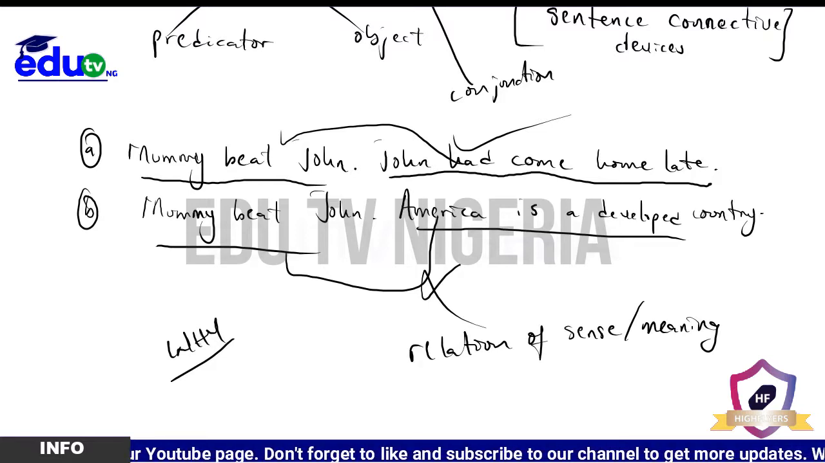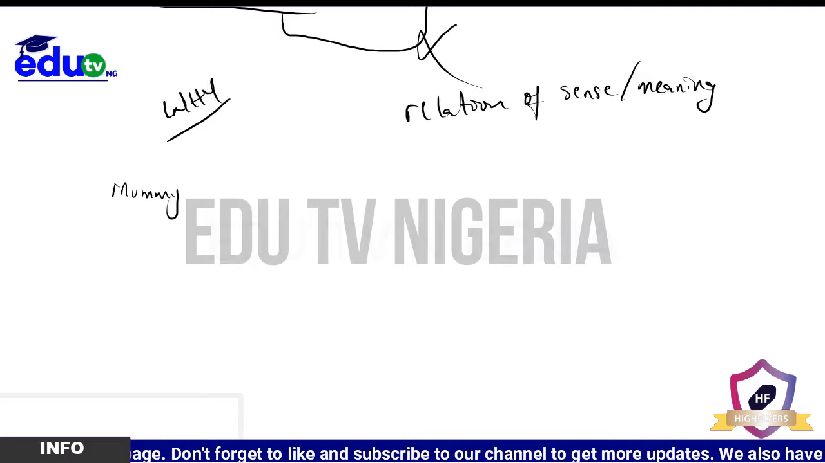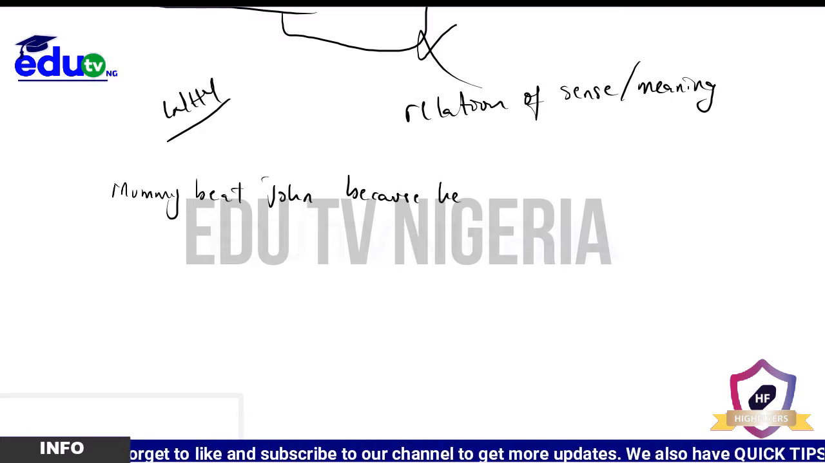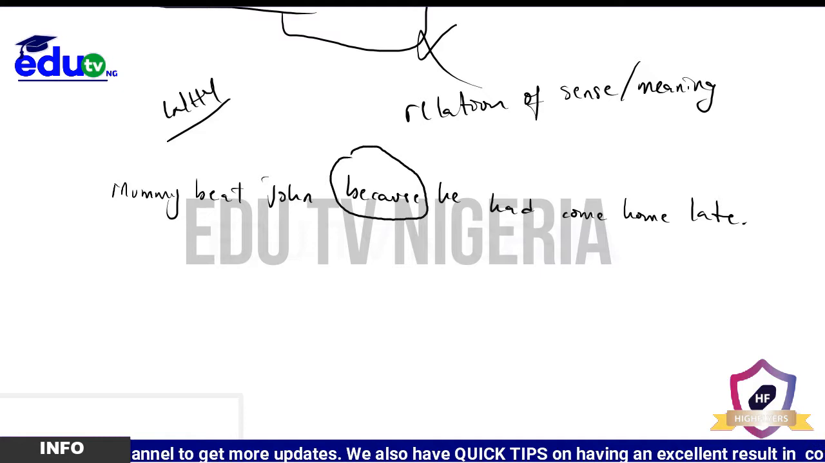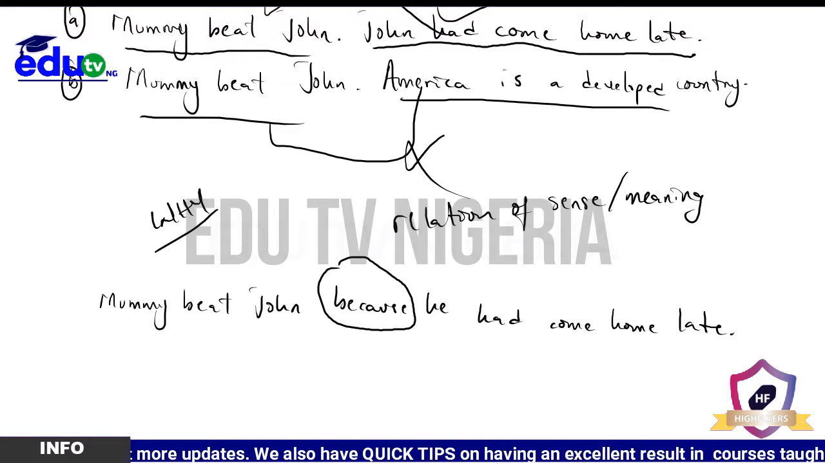Now, let me give you an example that comprises both of them. So you now have: Mommy beat John because he had come home late. Now, if you look at this, Mommy beat John is the first sentence. He had come home late is the second sentence. There is something that is joining the two sentences together. Instead of using a full stop and starting the second sentence as we did in the first case, where we said Mommy beat John, and then John had come home late, this time around we said Mommy beat John because John had come home late.